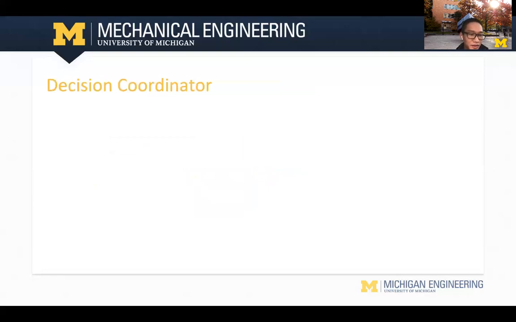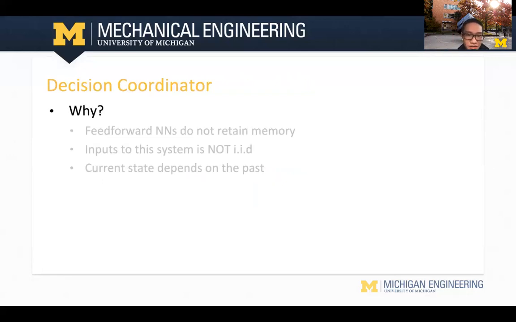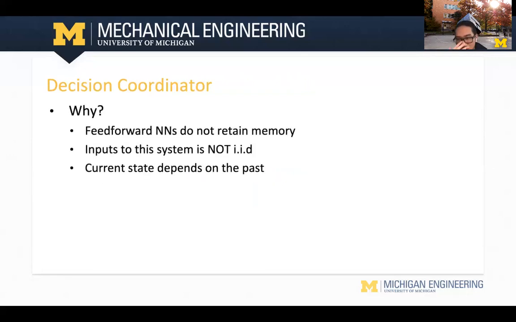And next we'll go to our final component, which is the decision coordinator. Please allow me to motivate this component because it is generally not included in a data-driven framework. The first motivation is that the inputs to the system are not independent and identically distributed. In other words, they are not generated from a stochastic process. In fact, they're deterministic because machine operations are predefined in G code.